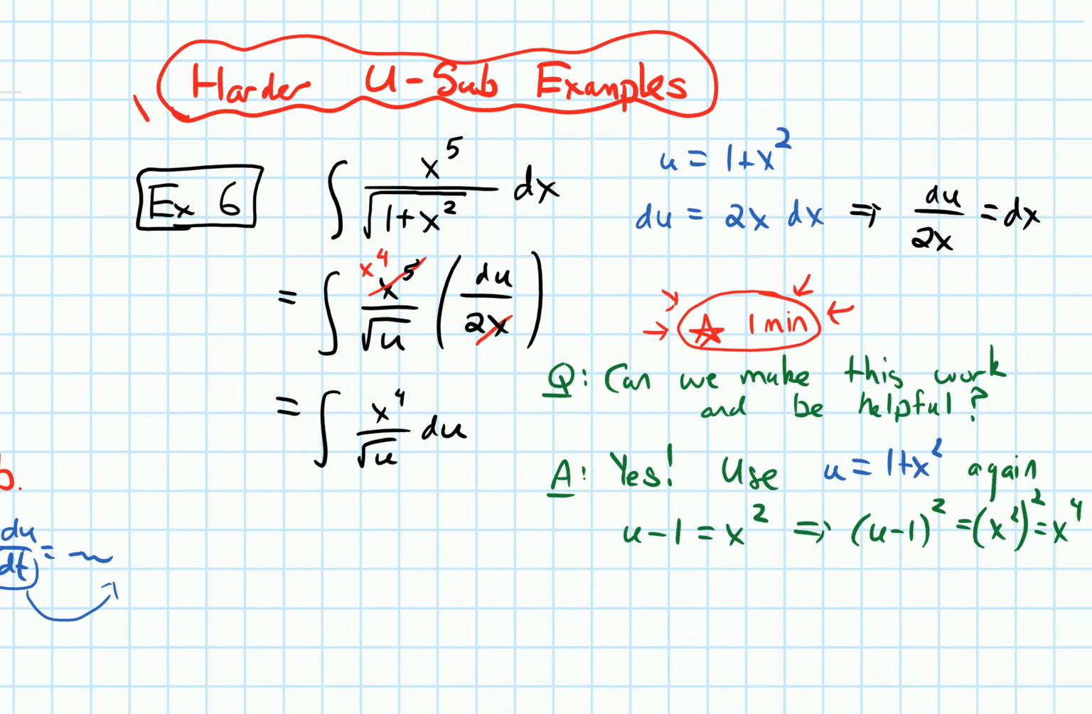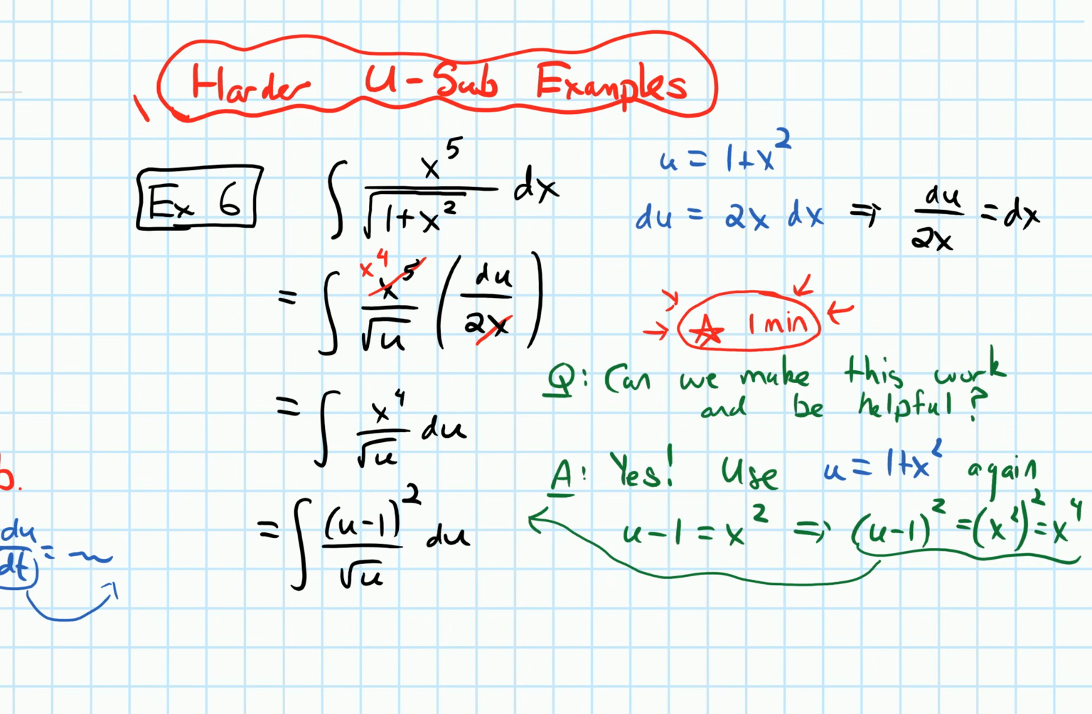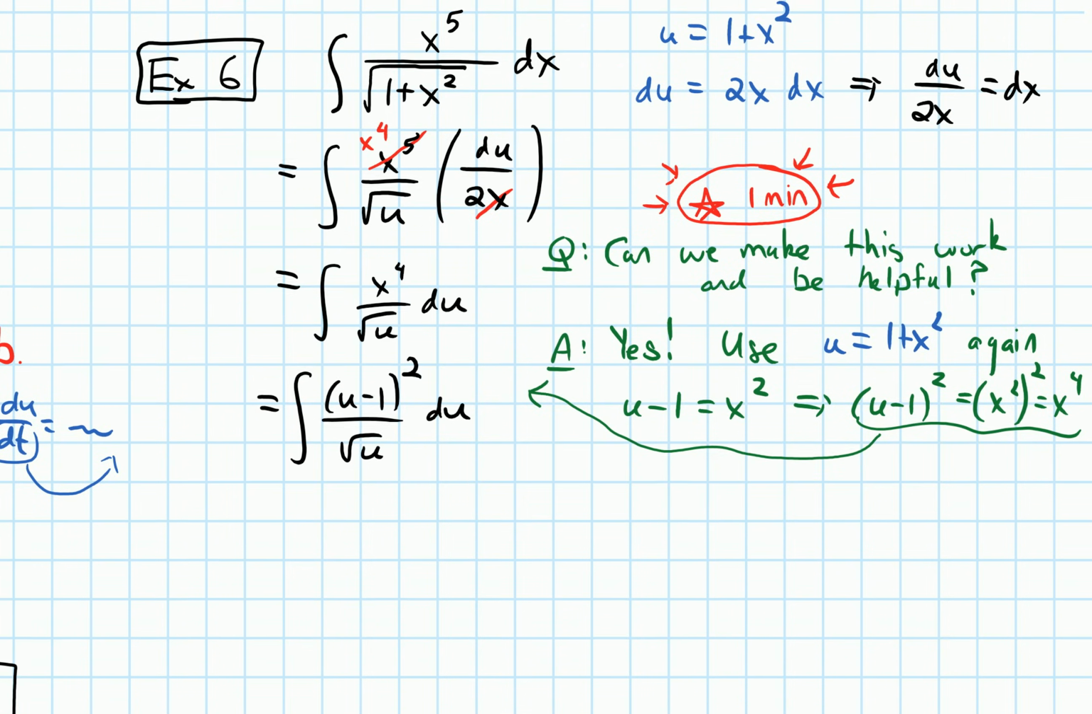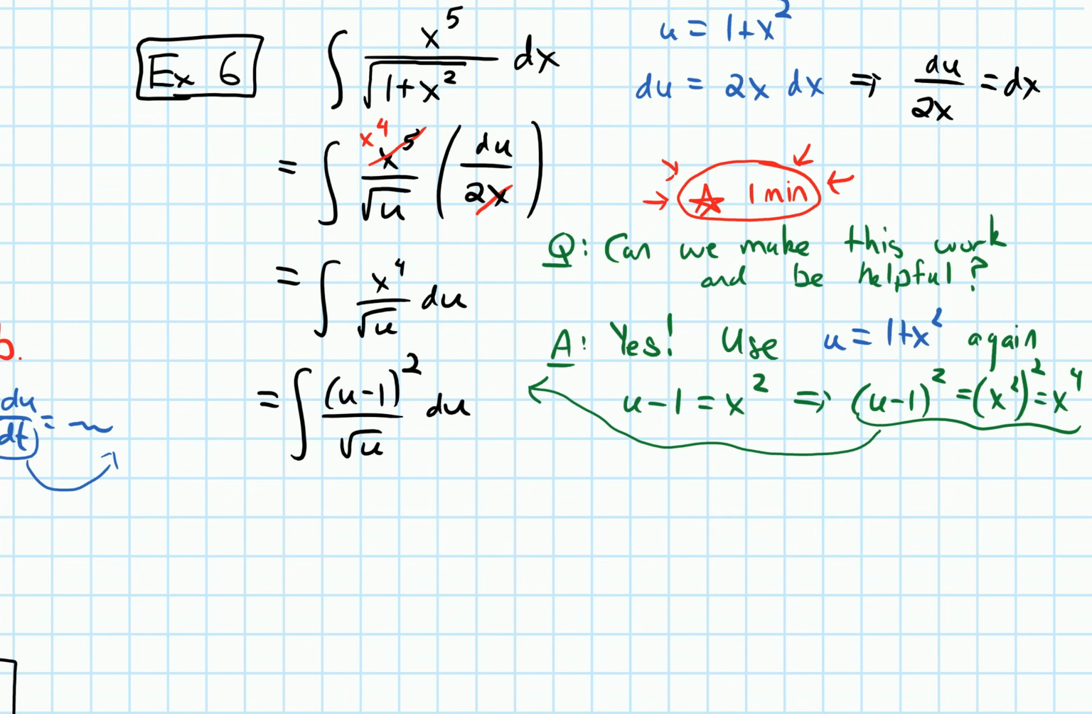So now we know what x to the 4th is in terms of u. Let's substitute that in. So x to the 4th is (u minus 1) squared over root u du, and we have it completely in terms of u. And this is something that we know, hopefully, how to do. So at this point, pause the video for about 2 minutes to try this question.